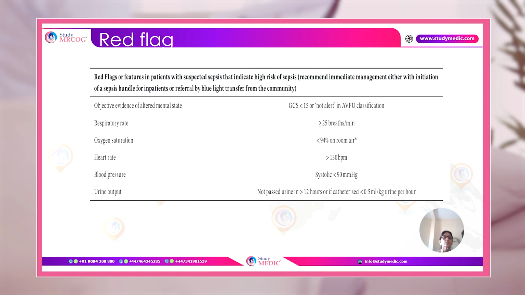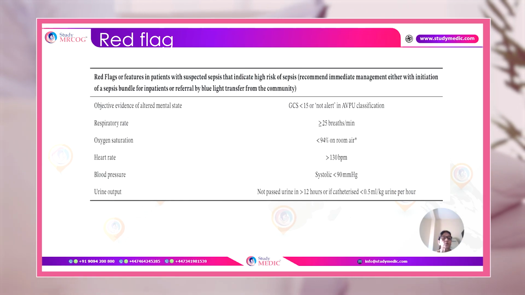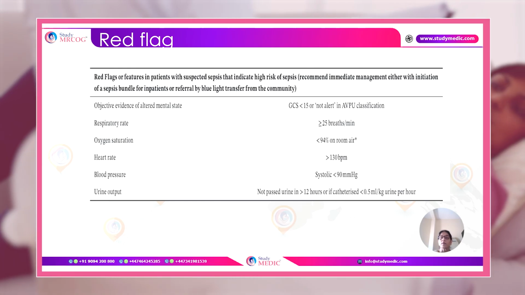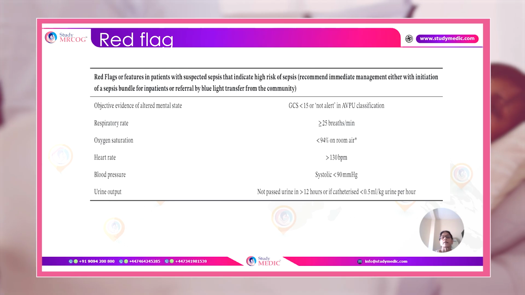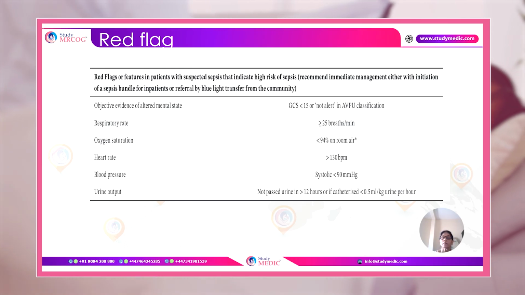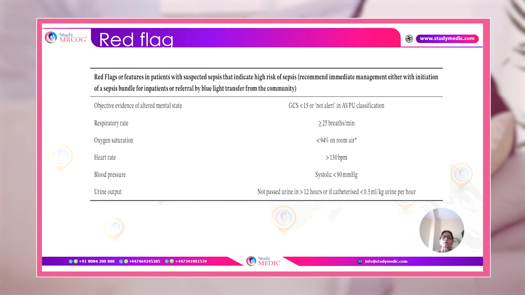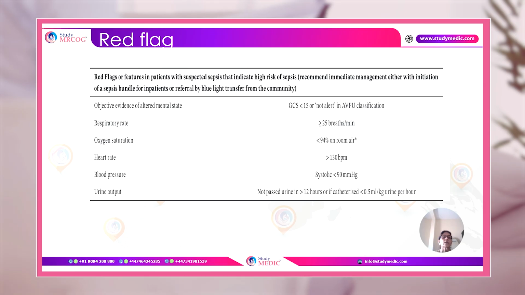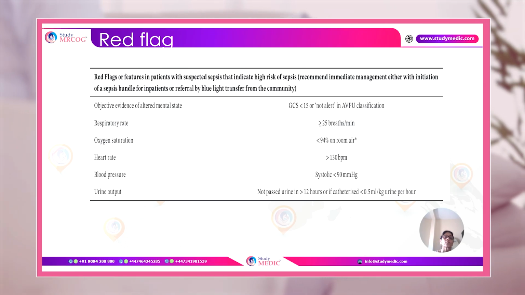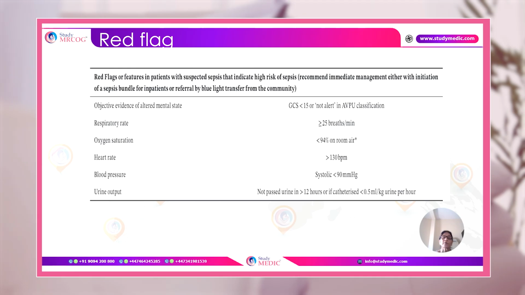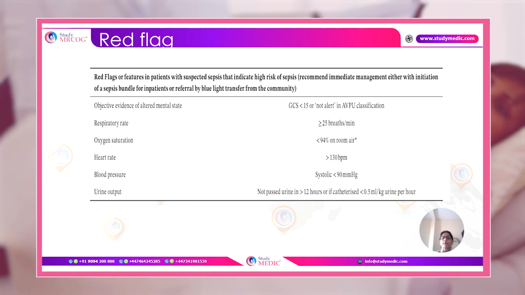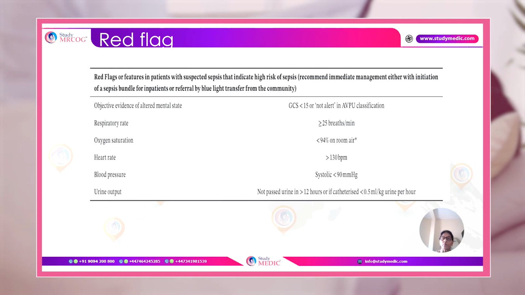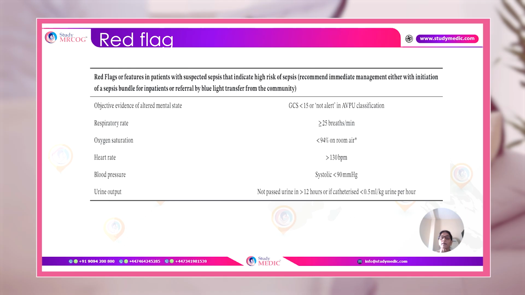Now coming to the diagnosis of sepsis. The things that have been changed here are that they have now put in something called red flag and amber flag symptoms. So which are the red flag symptoms? The GCS is less than 15 or the woman is not alert, that means there is any objective evidence of altered mental state. Respiratory rate more than or equal to 25, that means the woman is hyperventilating. Her oxygen saturation is less than 94% on room air. She has tachycardia, a pulse rate of more than 130 beats per minute.